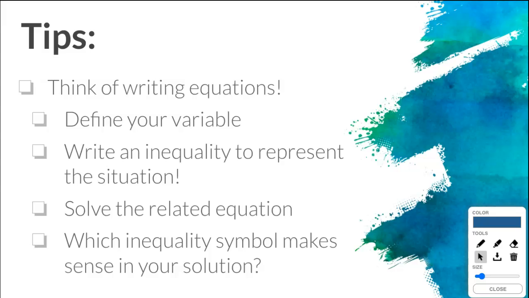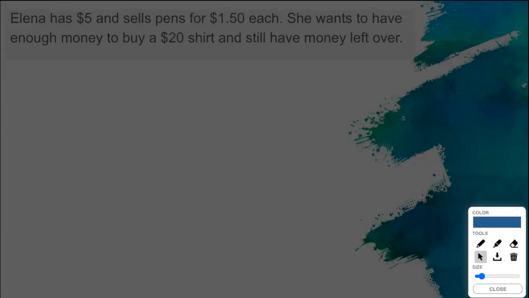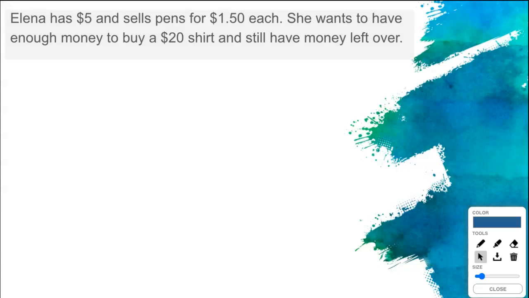So let's go ahead and put this into practice and try a problem. So here it is. Elena has $5 and she sells pens for $1.50 each. She wants to have enough money to buy a $20 shirt and still have money left over. So let's think about, first of all, what would probably be our variable in this situation? Well, we probably need to know how many pens she's going to be selling. So again, I'm going to use my favorite variable, x, and I'm going to call x the number of pens Elena sells.